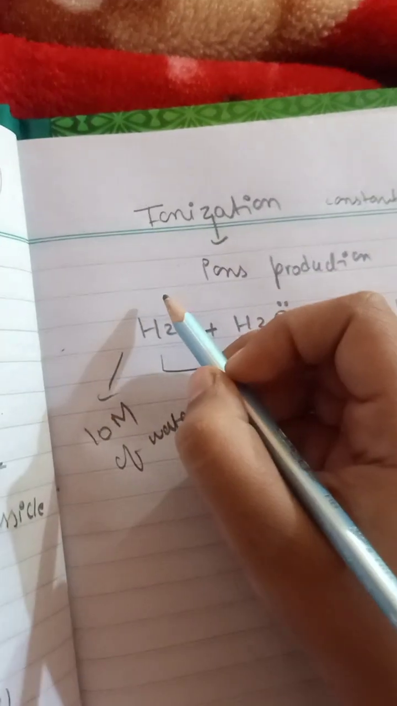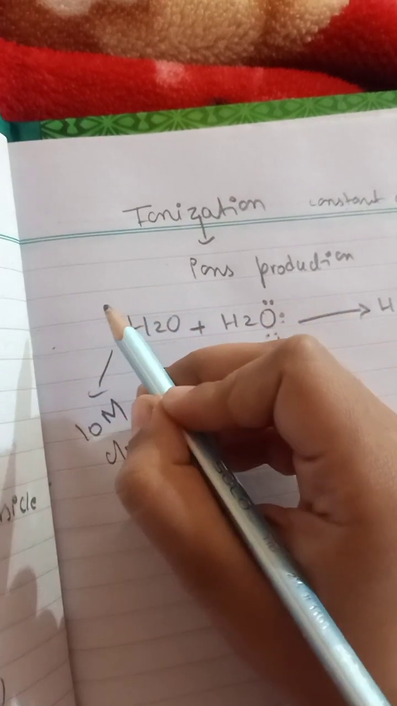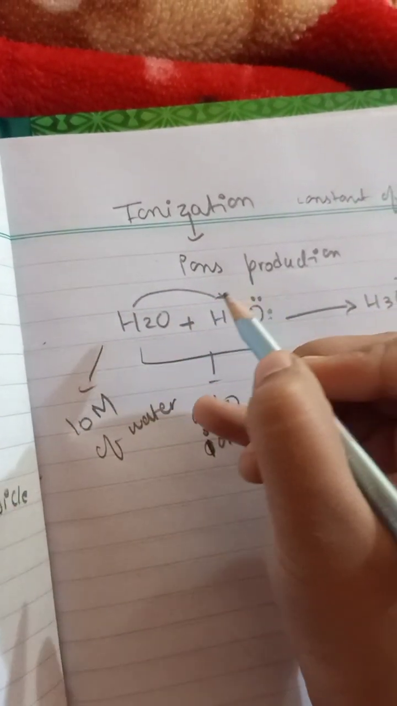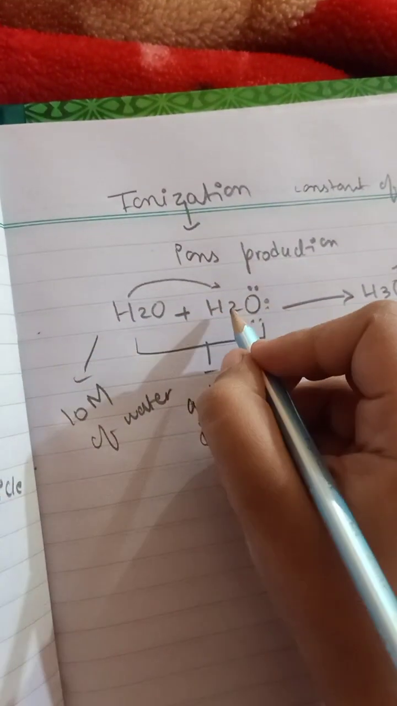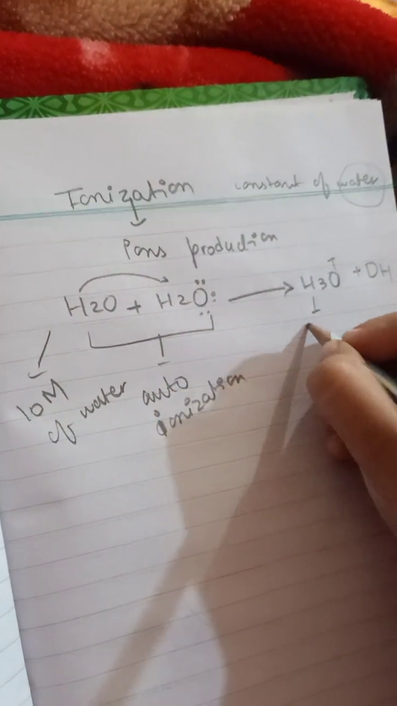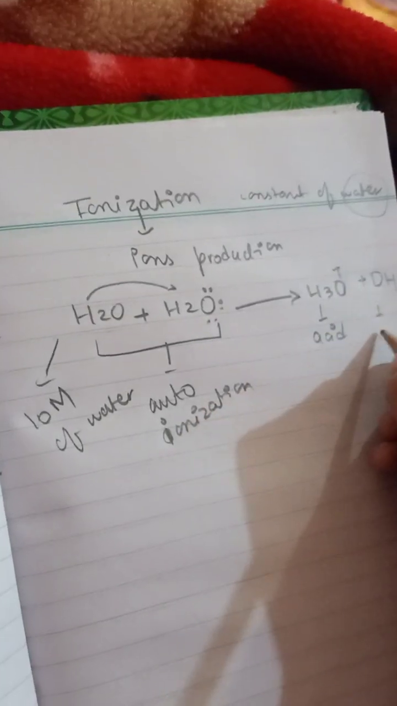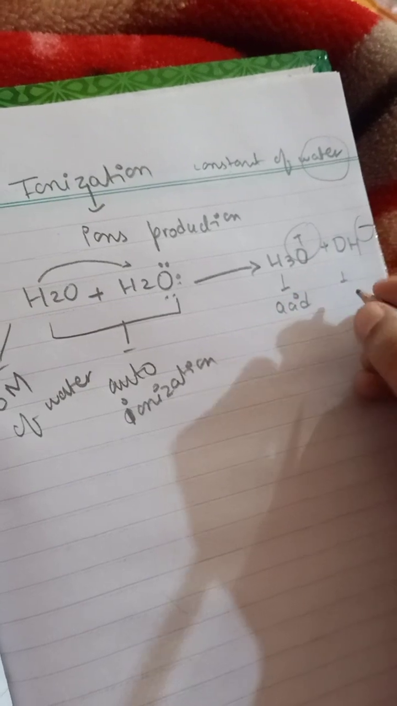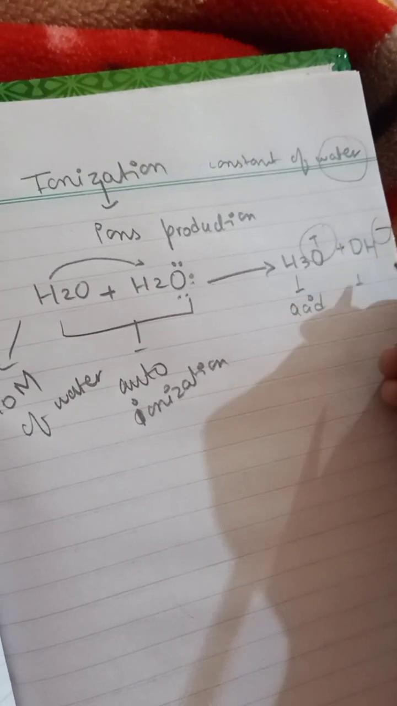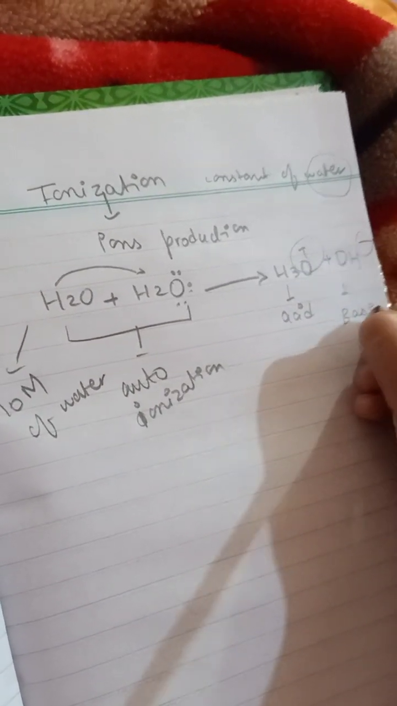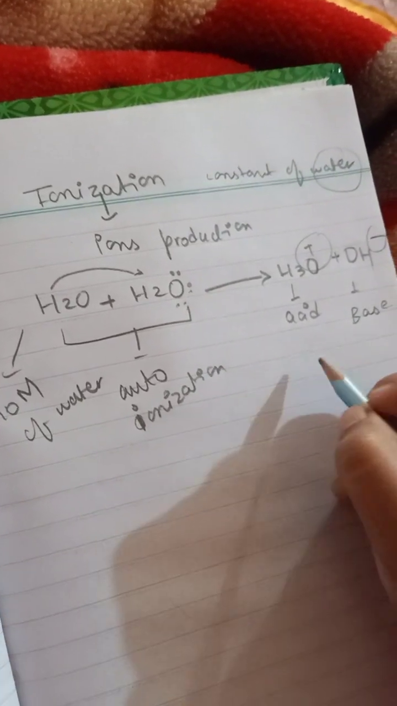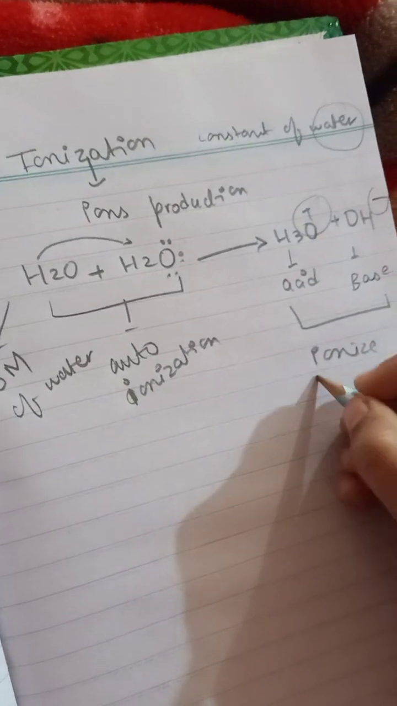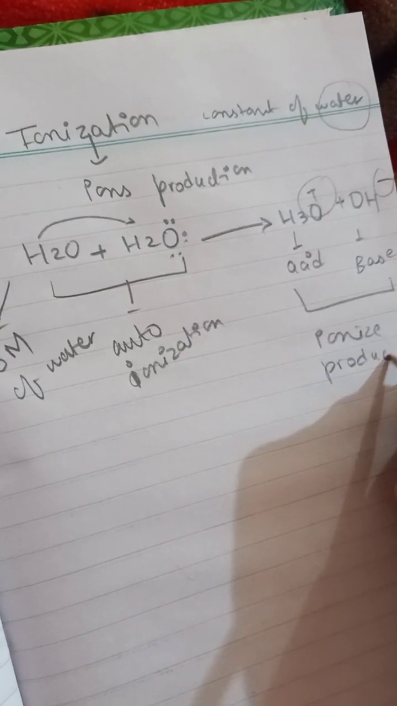As you all know, this is an acid which is giving a hydrogen ion to the H2O, so we are calling it an acid, and this is the base. This is the OH ion, which we always consider as a base. So this is the ionized product that we are having.